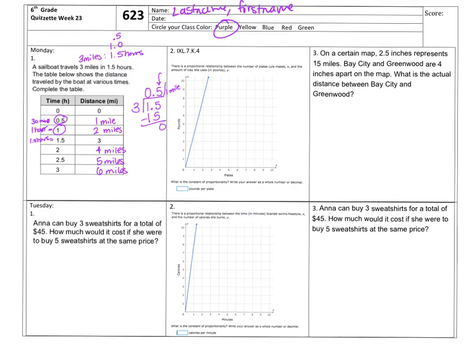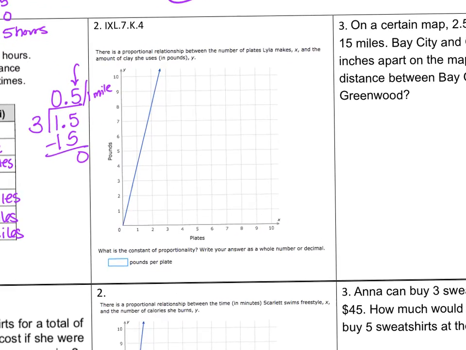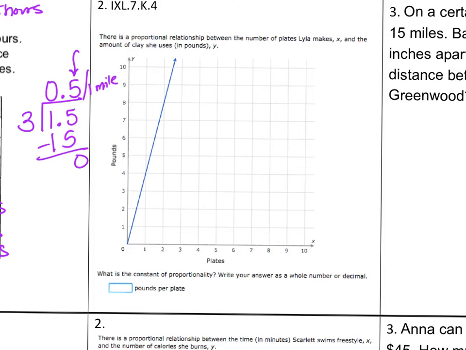Number 2. Number 2 did not print well for you guys. If you guys look at your quizette, you do not see those gray lines that you see in the video. So I just want you to put this point on your video. So pay very close attention where I put the point. I want you to put the point right here where 1 and 4 meet. And then I also want you to put a point right here where 8 and 2 meet.